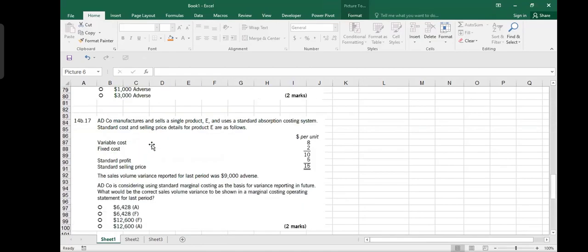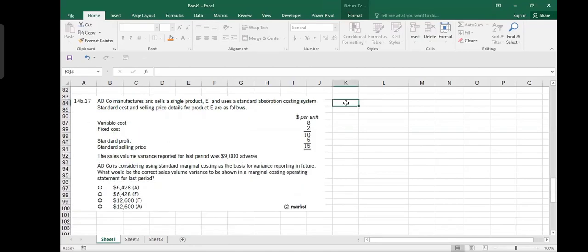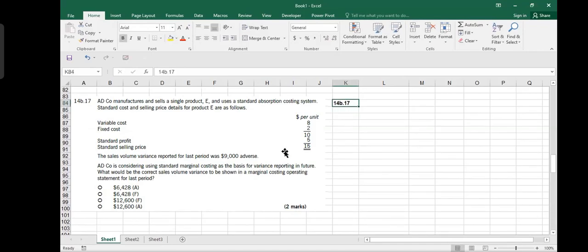This question we need to do. 14B17. Let me read it for you. It says AD company manufactures and sells a single product, E, and uses a standard absorption costing system. Standard cost and selling price details for product E are as follows.